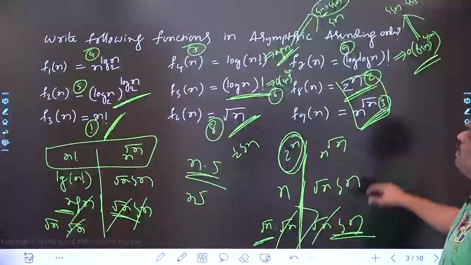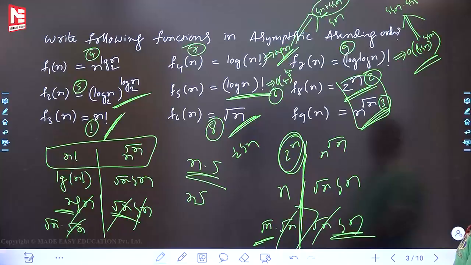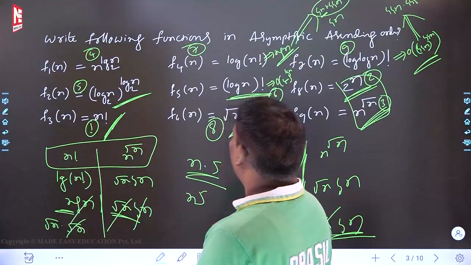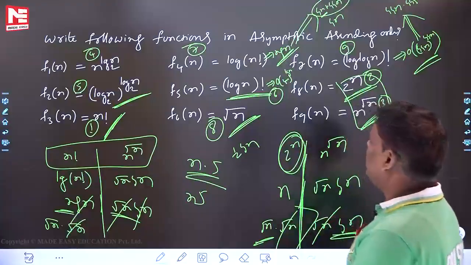So who is number 1? n factorial. Number 2, 2 power n. Number 3, n root n. Number 4, n power log n. Number 5, (log n) power log n. Number 6, log n factorial.